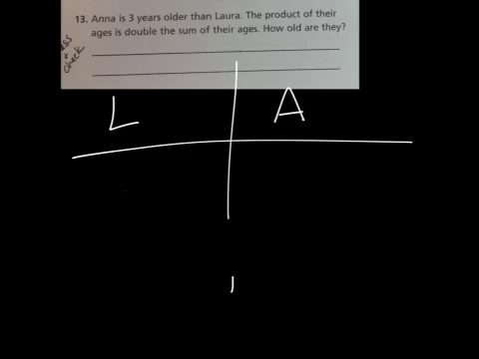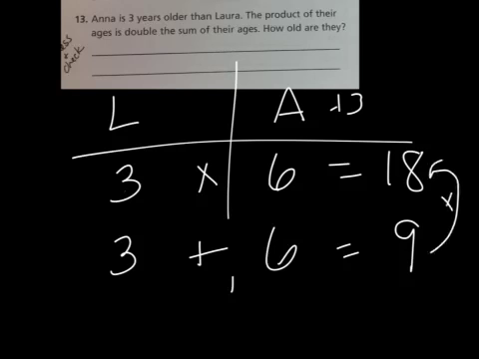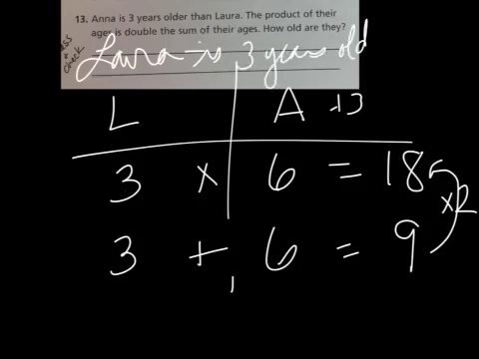Let's try if Laura is 3, Anna's 3 years older, so Anna is 6. Right? When we multiply them together, we get 18. When we add them together, we get 9. Is 18 twice of what 9 is? It is. So, Laura is 3 years old, and Anna is 6 years old.